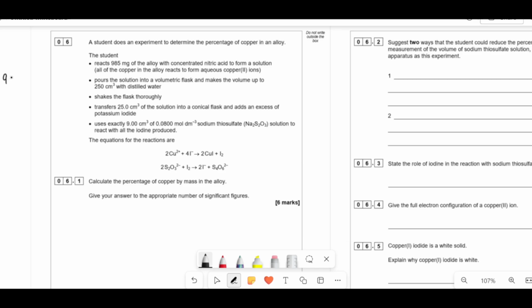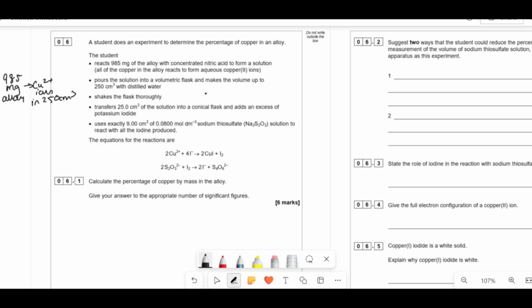What they do is they get 985 mg of this alloy, and they react it with nitric acid to get a solution, and it tells you in the question all of those give you copper 2 plus ions. So then you get Cu2+ ions, right? Then what they do is they make it up to 250 centimeters cubed.